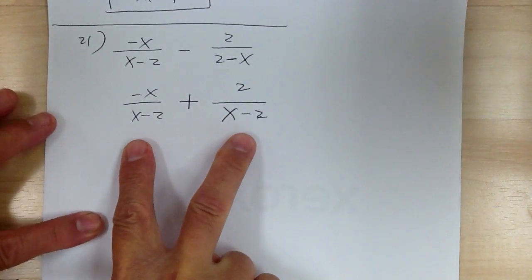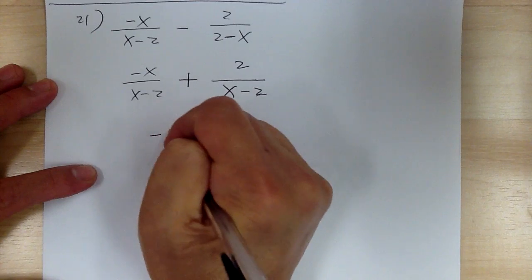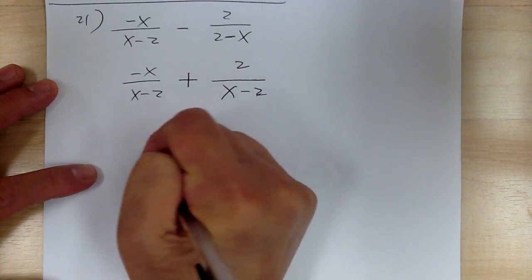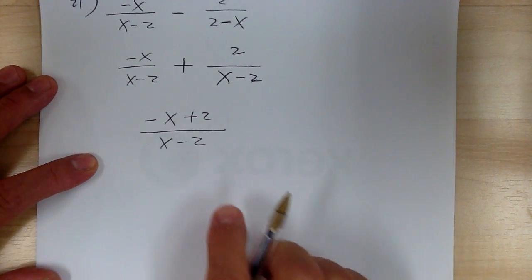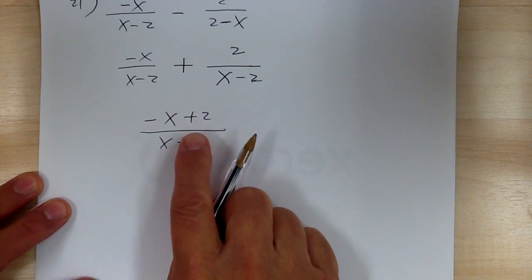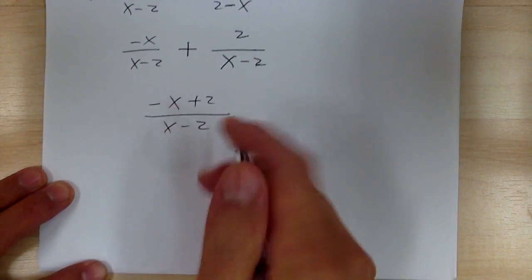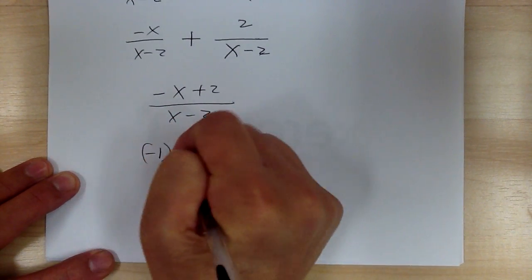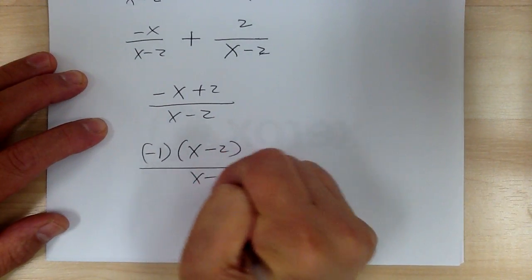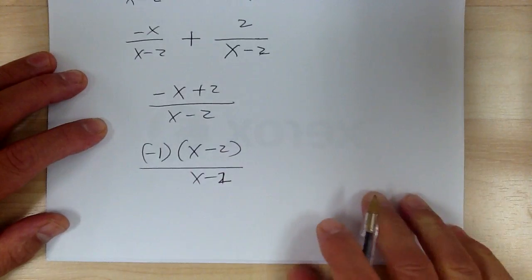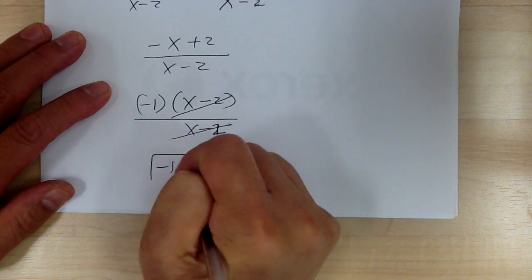So now you have the common denominator. Now you can go and add. So you're going to get negative x plus 2 over x minus 2. Okay, then next what you need to do is you need to go and factor out the negative 1. Again, you don't want to start with a negative. So go and factor out the negative 1 from the front. So this becomes x minus 2 over x minus 2. And then this can cancel out. So your final answer is negative 1.